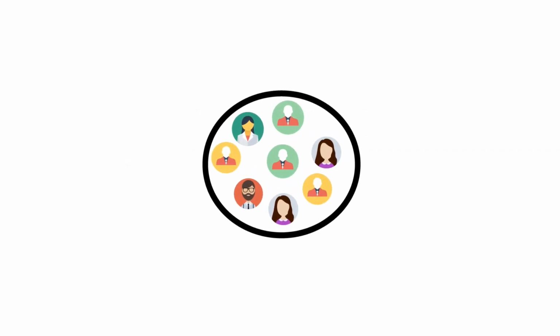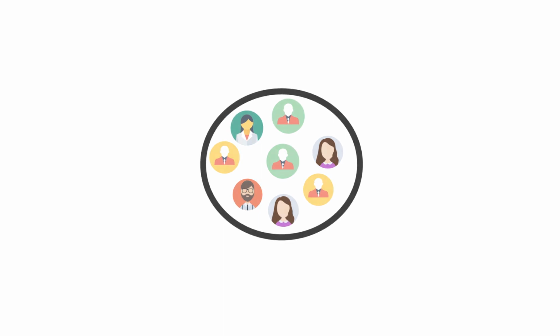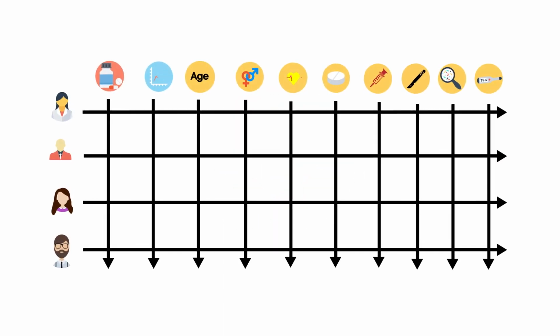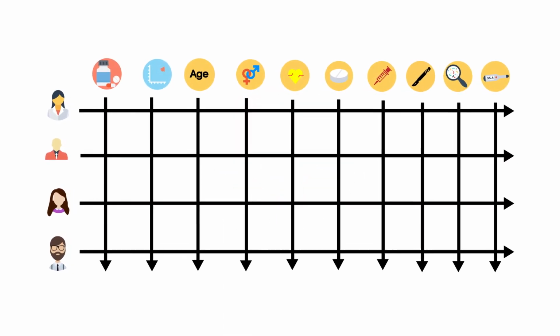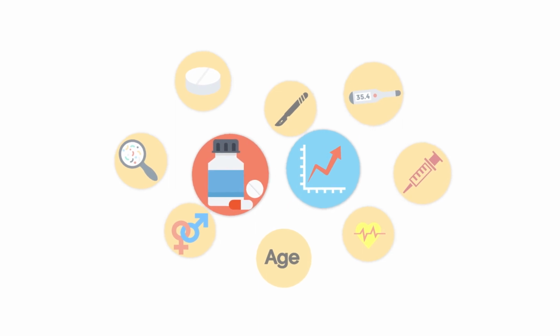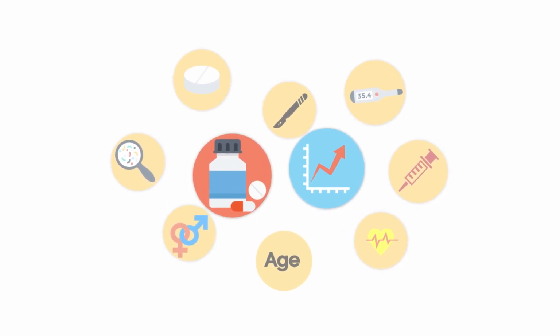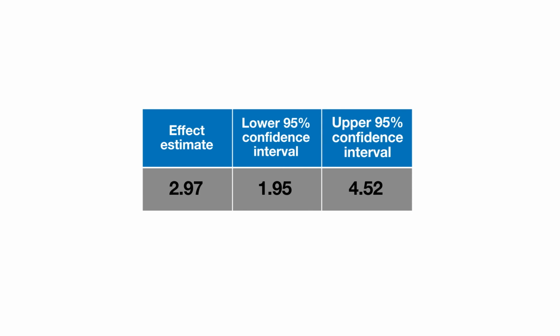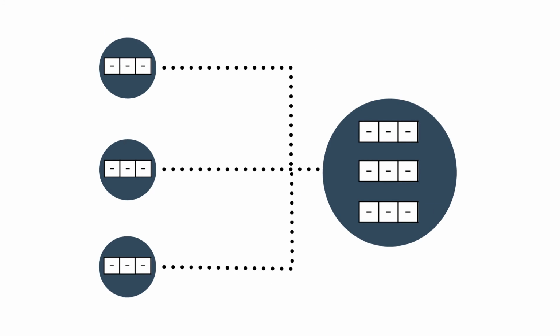A final option for reducing the data shared between sites is called meta-analysis. To do a meta-analysis, each participating organization performs its own study and then shares the results with the analysis center. In meta-analysis, no patient-level data is shared. Instead, each organization sends only results about the association between the treatment and the outcome.